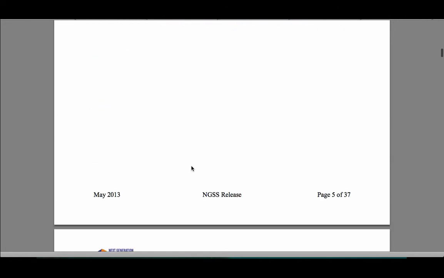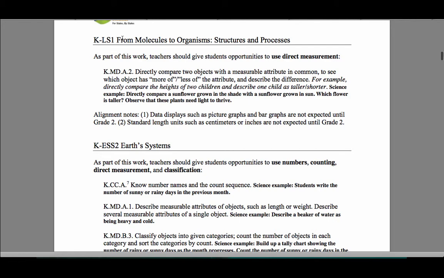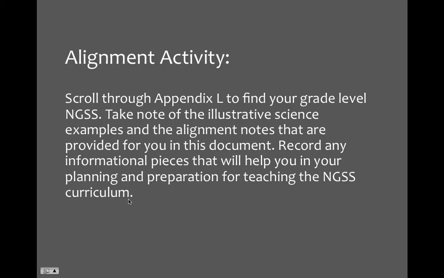Please scroll down to the next kindergarten standard, from molecules to organisms, structures, and processes. Please read through this standard, noting the science example and alignment notes. At this point, we'd like you to complete the alignment activity.